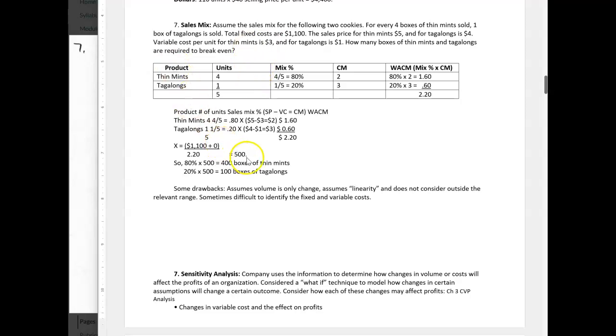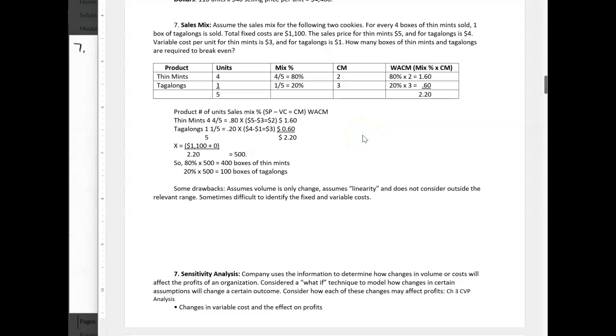The first thing you need is a nice format. Think of your product, the units, the mix percentage, and the contribution margin, and that will give you your weighted average contribution margin. That's what we calculate. We assume that the sales stay in the same proportion by unit, and then figure out the cost, value, and profit, say a break even, for a bundle of units.